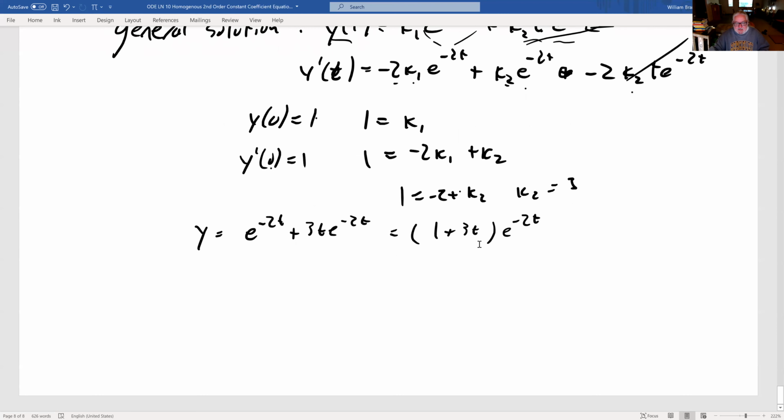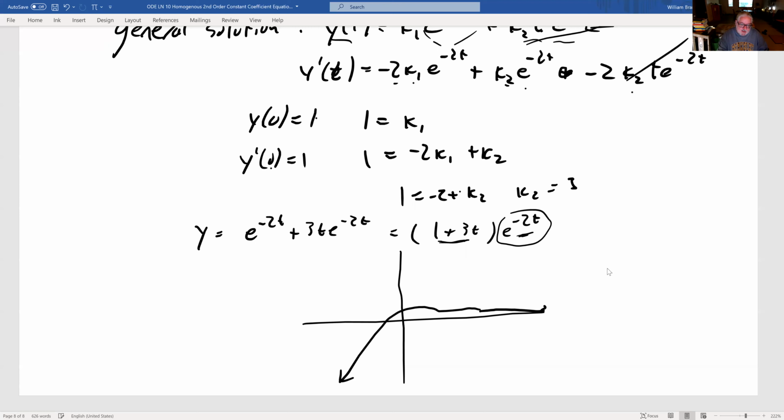And so when t is less than minus 1/3, this line becomes negative. This is a line, 1 plus 3t, and it changes sign. So as t goes to infinity, the exponential dominates. That means that we're going to be approaching 0. As t goes to minus infinity, this is negative, and this gets very, very big. So we end up with a function that looks like that. And there's our solution to this equation.